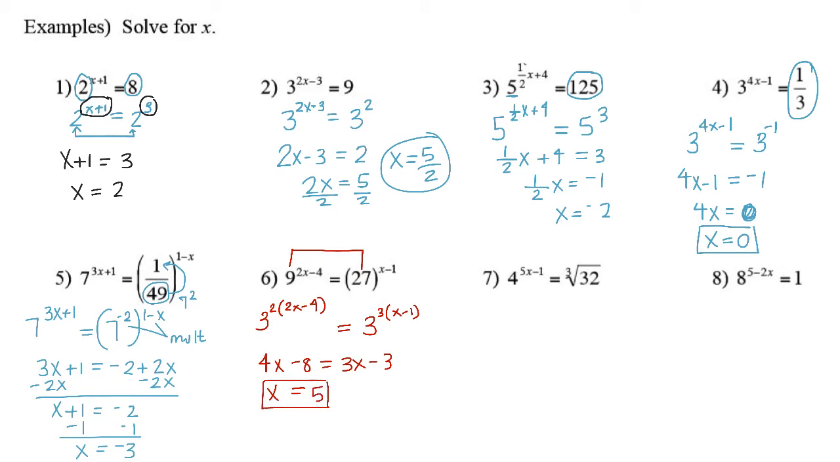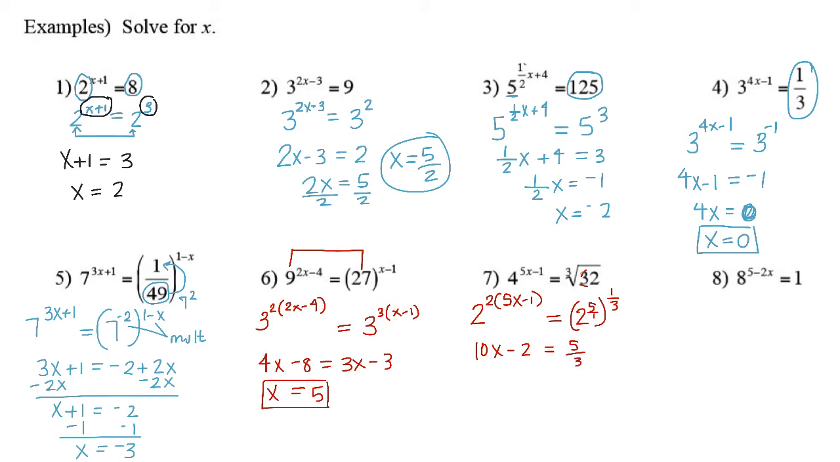Okay, moving on to the next one. And again, 4 and 32, you want to try to keep the base as small as possible. So yes, we would change 4 to be 2 to the second power, and that's still going to be times 5x minus 1 equals, well, 32, that's 2 to the 5th, but then it's going to have to be raised to the 1/3 power to take care of that radical. And now we have our bases the same, so we're going to have 10x minus 2 equals, and remember that's the same thing as 5 over 1 times 1 over 3.